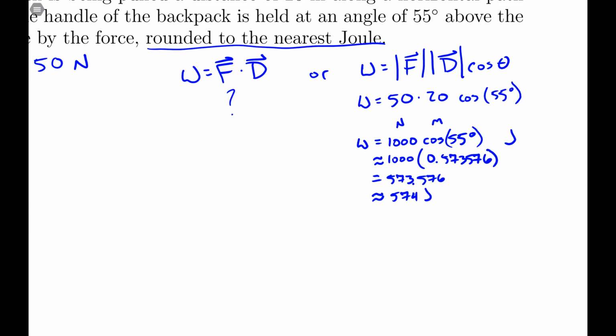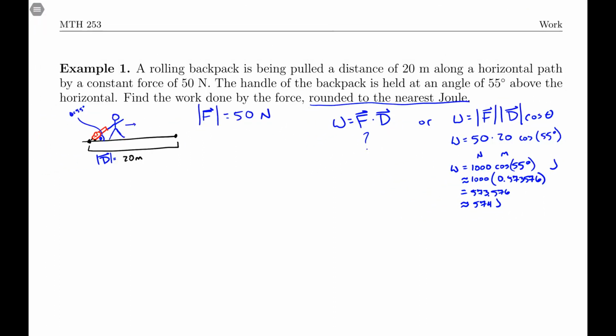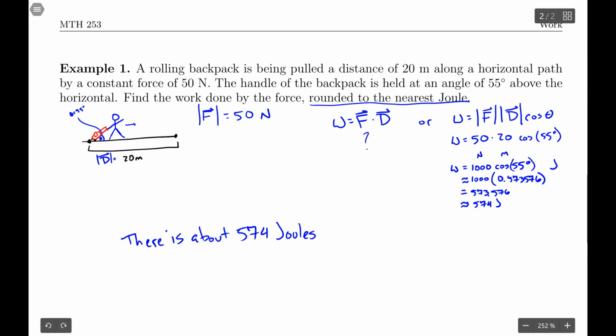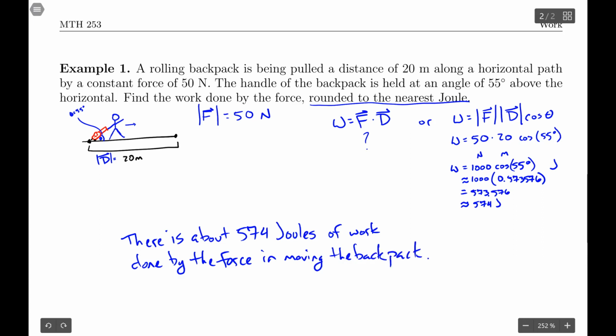We should just lastly finish this off because our problem does have some context. Let's actually give a response in context. Find the work done by the force. There is about 574 joules of work done by the force in moving that backpack. And there we go.